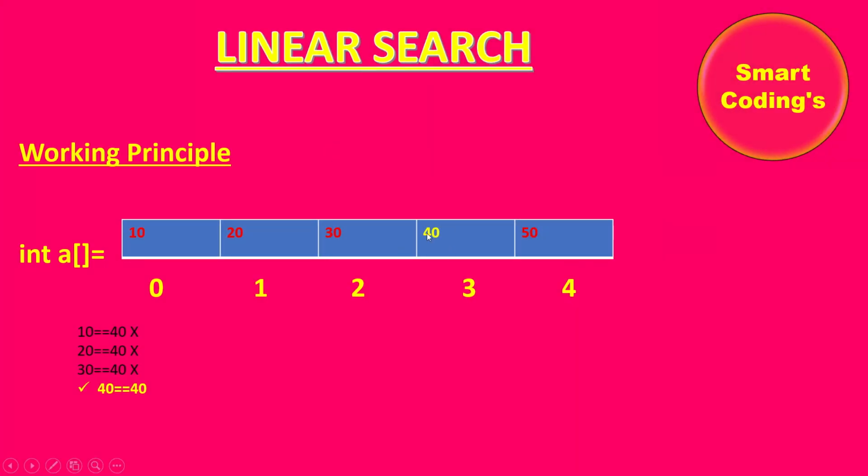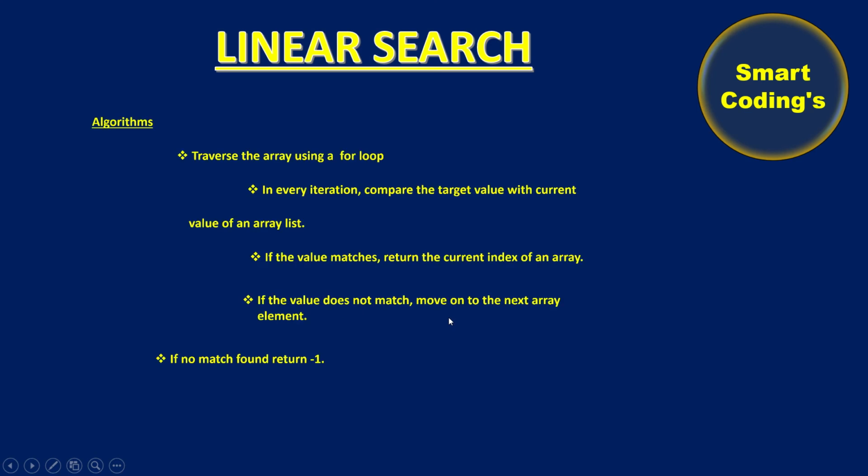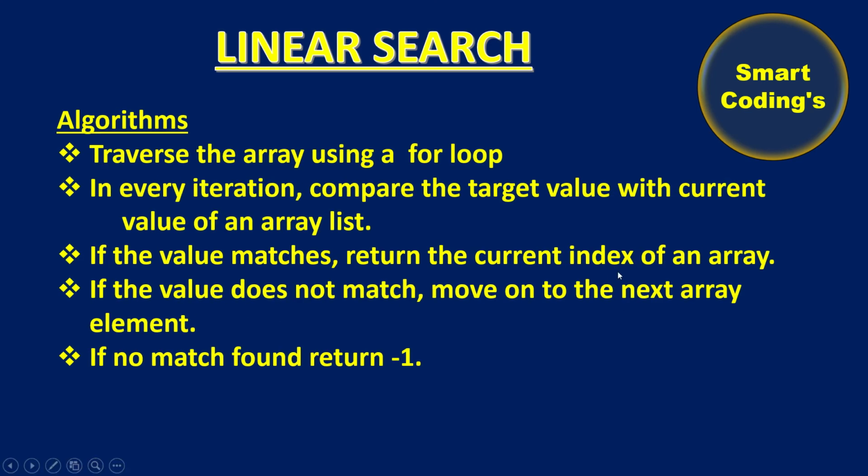The target value is 40 and suppose the current value is 10. So 10 will be checked with 40, no match found. In the next iteration, the current value will be 20, it will be checked with 40, no match found. Then the current value will be 30, checked with target value 40, no match found. And finally, when the target value and the current value match, it will return the index number, that is 3, right? So if the value matches, return the current index of the array.